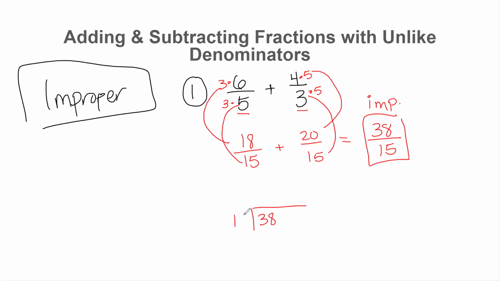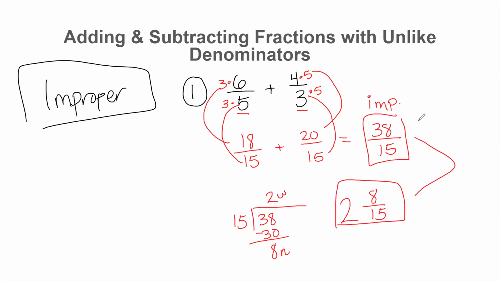38 divide 15. That goes in twice, which is 30. And there's your remainder, which is your numerator. So 2 is your whole number, numerator 8, and denominator stays 15. So either answer is correct. It just depends on what your teacher or your worksheet wants. Okay, that's improper with adding. Let's do it improper with subtracting.